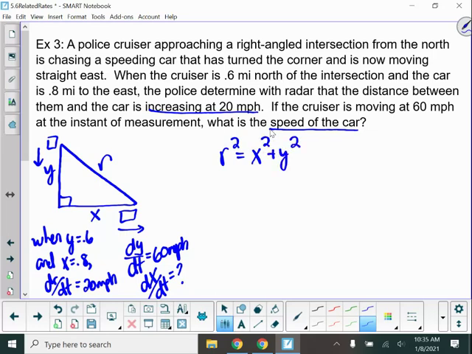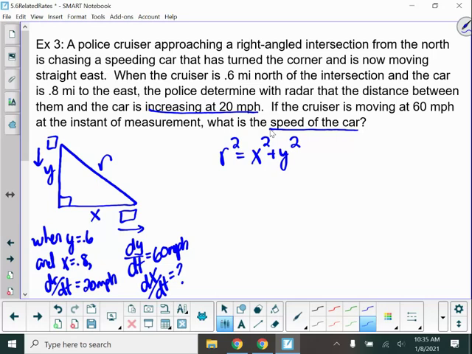Now, it does not tell me what the distance is between the two cars when the cruiser is 0.6 miles north and when the other car is 0.8 miles to the east. So I don't actually know the value for r. You could find it. I mean, you could plug in 0.8 for x and 0.6 for y, and you could go through and solve for r.